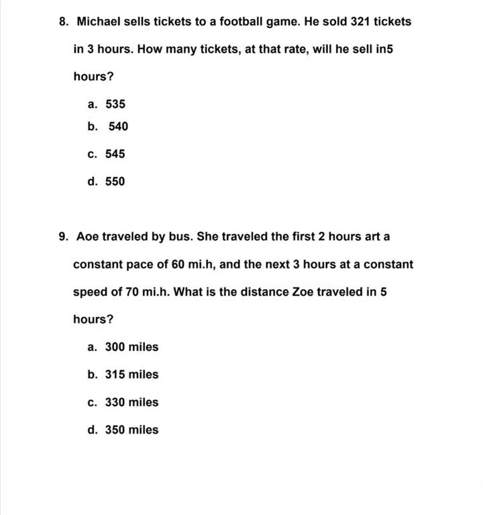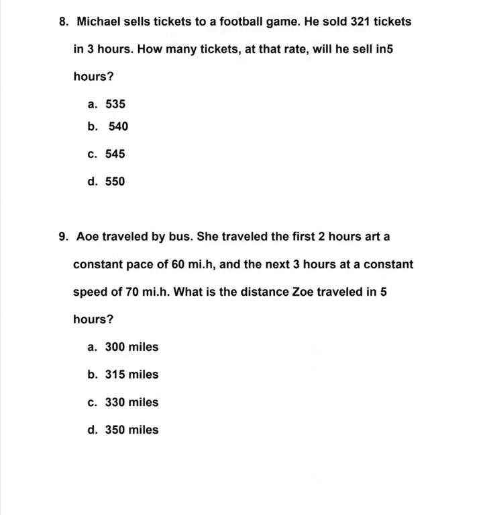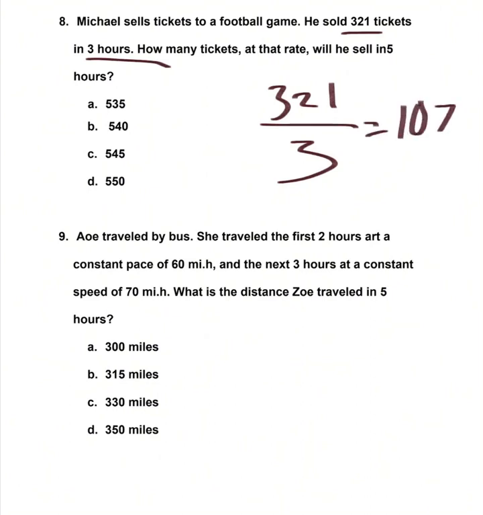Michael sells tickets to a football game. He sold 321 tickets in 3 hours. How many tickets at that rate will he sell in 5 hours? So 321 divided by 3 is equal to 107. And then since that is the amount of tickets sold per hour, to find out how many he sells in 5 hours, you would just multiply that by 5, in which your result would be A, 535.